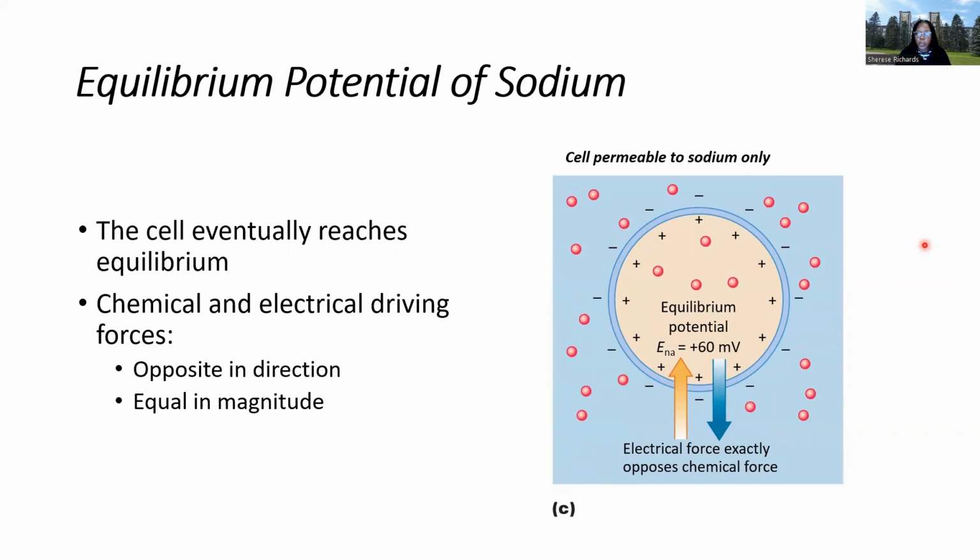What eventually happens is a cell will continue to move ions. It will eventually reach equilibrium. And so the equilibrium potential for sodium is actually positive 60 millivolts. So it's way more positive than the equilibrium potential for potassium. That is to say that when the cell stops moving sodium, the membrane potential at that time is positive 60 millivolts.